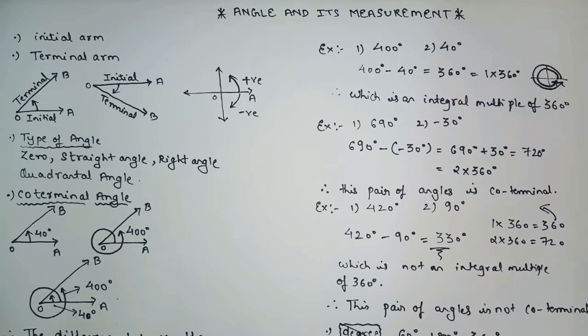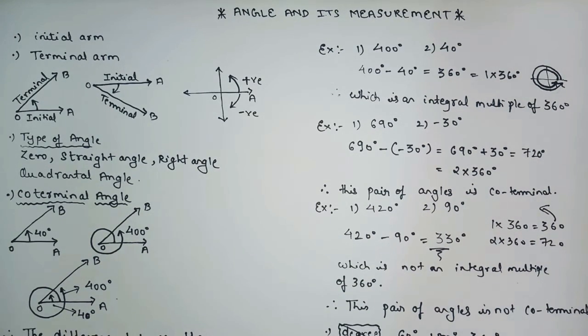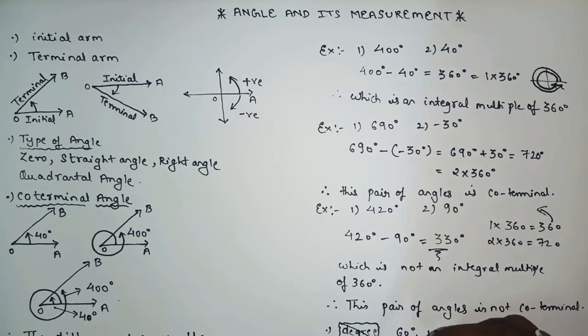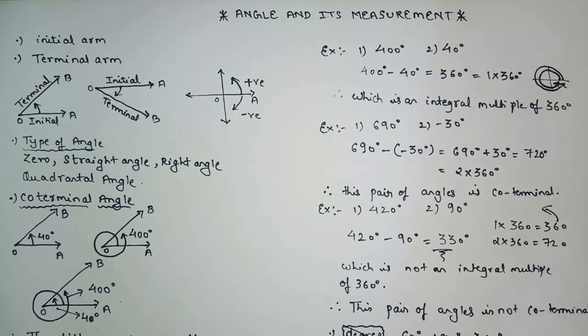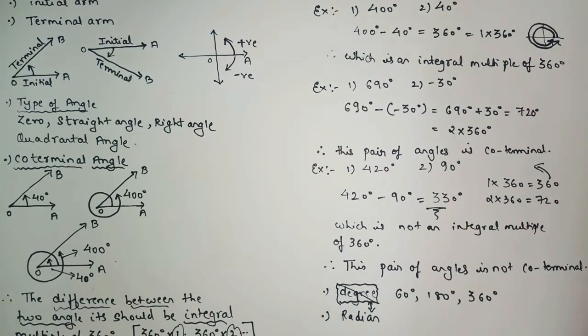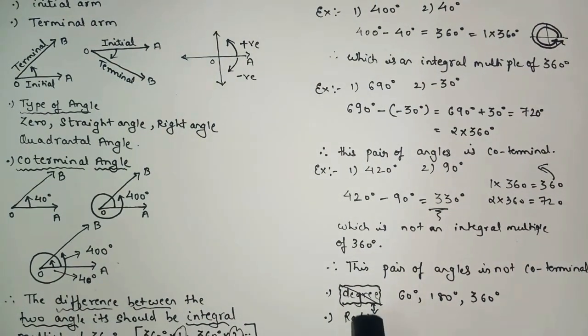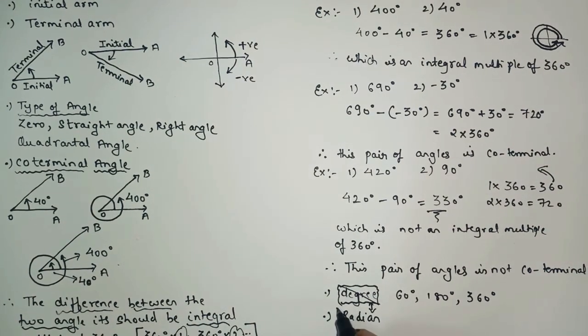So this is the important concept which we are going to see. Till 10th standard we used to read the angle in terms of degree as 60 degree, 180 degree, 360 degree. But in 11th and 12th standard you have to stop saying angles in terms of degree and start saying angles in terms of radian. So now we'll see what is radian and what is degree, and how to convert degree into radian and radian into degree. So remember this, from now you have to start saying the angles in terms of radian.